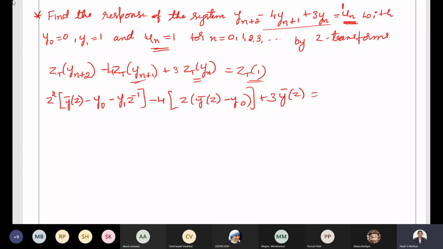What is the z transform of 1? Z by z minus 1. Z divided by z minus 1.